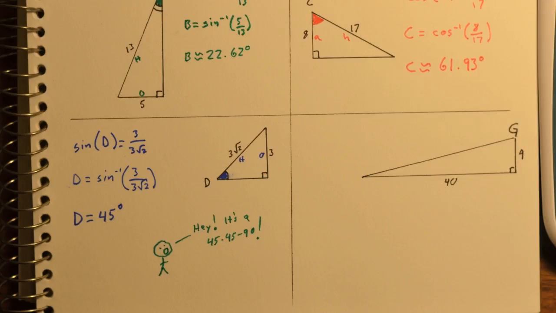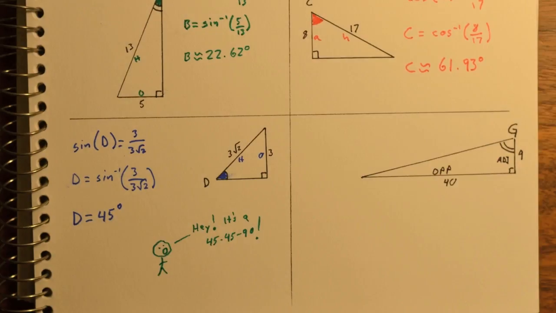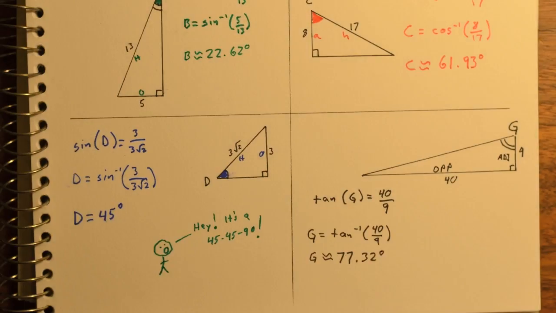Last example, we're given angle G, and so with its opposite and adjacent, we should use the tangent function. So the tangent of the angle is 40 over 9, so therefore G is the inverse tangent of 40 over 9. We get 77.32 degrees.